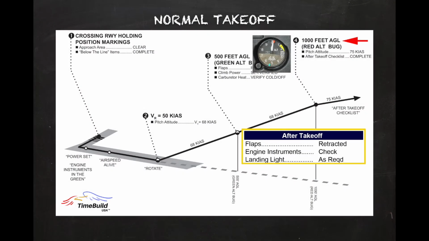At 1,000 feet above the ground, pitch the nose down slightly for a cruise climb speed of 75 knots and retrim. When time and altitude permit, complete the after takeoff checklist by verifying that the flaps are retracted and that the engine instruments are in the green. Lastly, extinguish the landing light when clear of the airport area by at least 10 miles. This completes a discussion of the normal takeoff procedure.